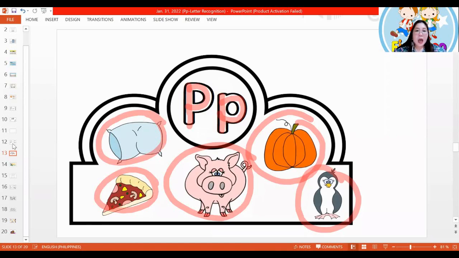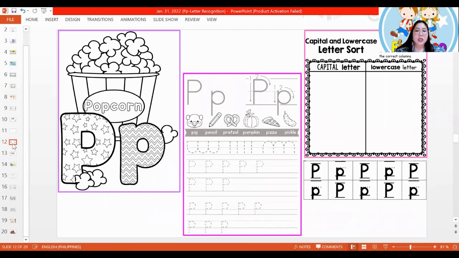So we have our P is for popcorn, tracing and writing the letter P and sorting the letter P also just like we did a while ago. So you can pause the video now so you can finish your work.